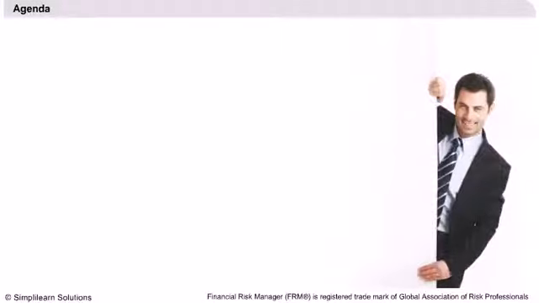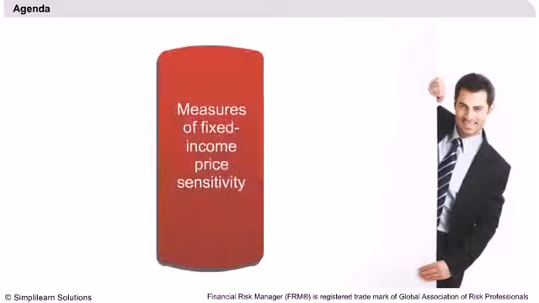Agenda. The main agenda of our discussion will be to analyze the various measures for fixed income price sensitivity. We will begin with the concept of interest rate factors and how the change in interest rate affects the price. Two main measures of sensitivity, DV01 and duration, will be discussed.